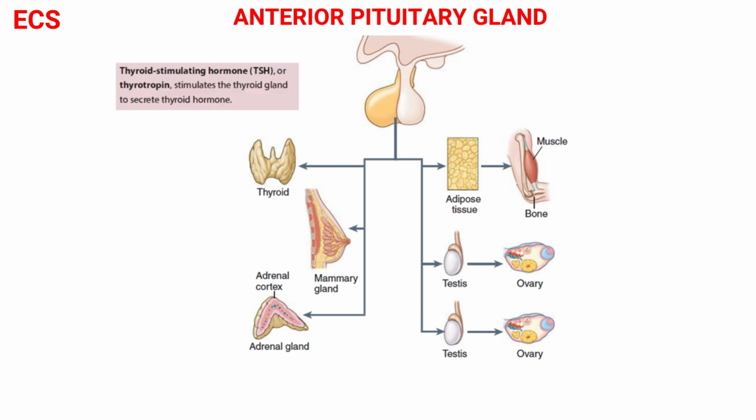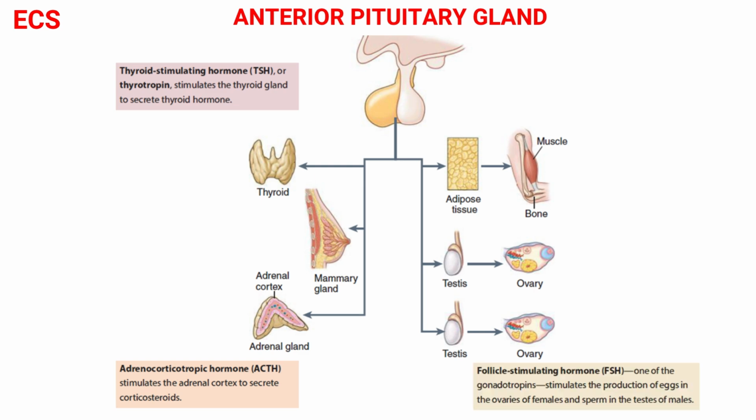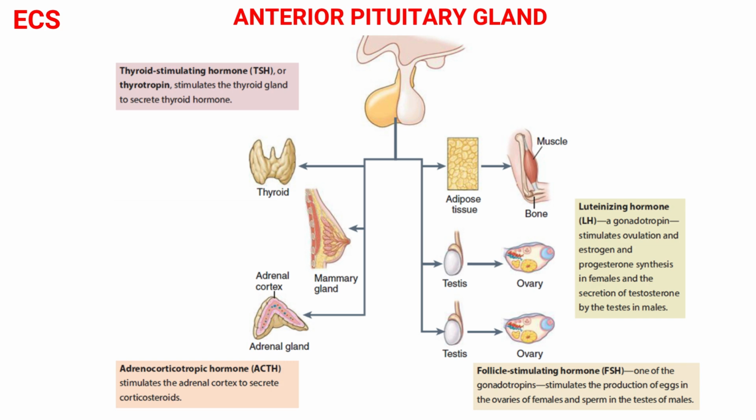The first one is thyroid stimulating hormone. As its name suggests, it is a tropic hormone responsible for the stimulation of the thyroid gland. Thyroid stimulating hormone controls the secretion of thyroxine and plays a key role in the regulation of metabolic rate. Next is adrenocorticotropic hormone. It stimulates the adrenal cortex, the outer part of the adrenal gland, to produce its hormone and plays a key role in regulation of the stress response. Next is follicle stimulating hormone. It controls the production of eggs in the ovaries and sperm in the testes. Next is luteinizing hormone. It stimulates the gonads to produce the sex hormones, estrogen in females and testosterone in males.